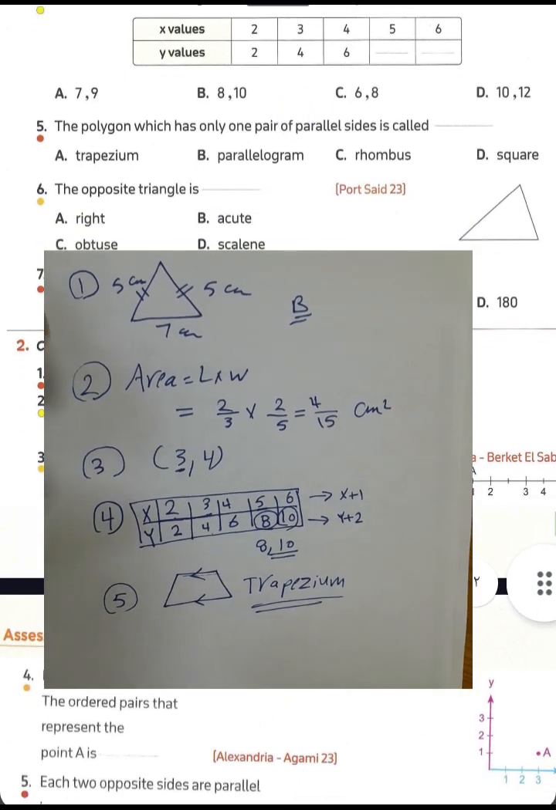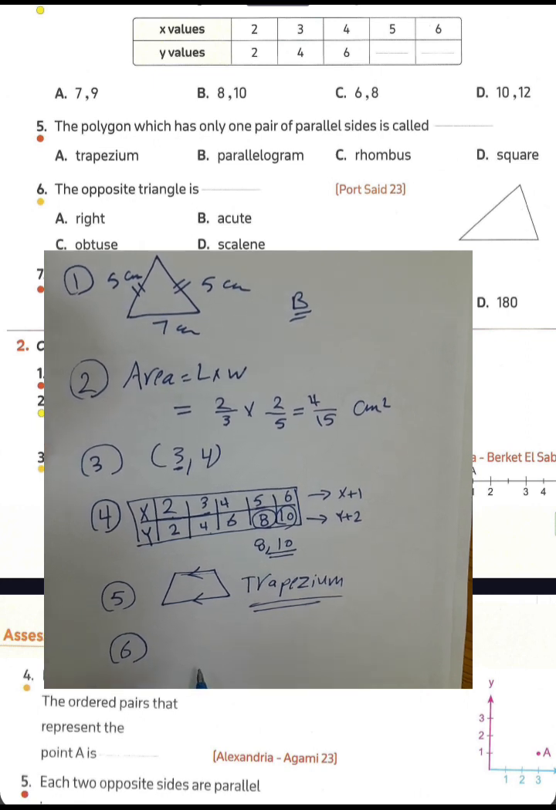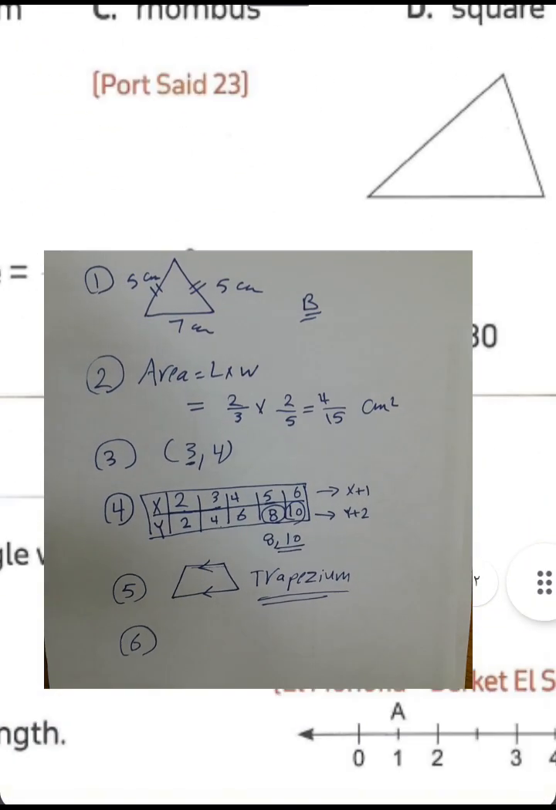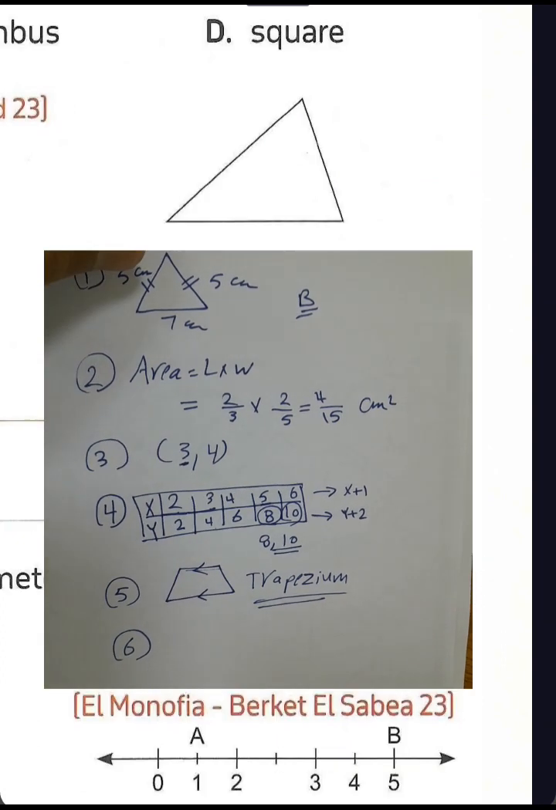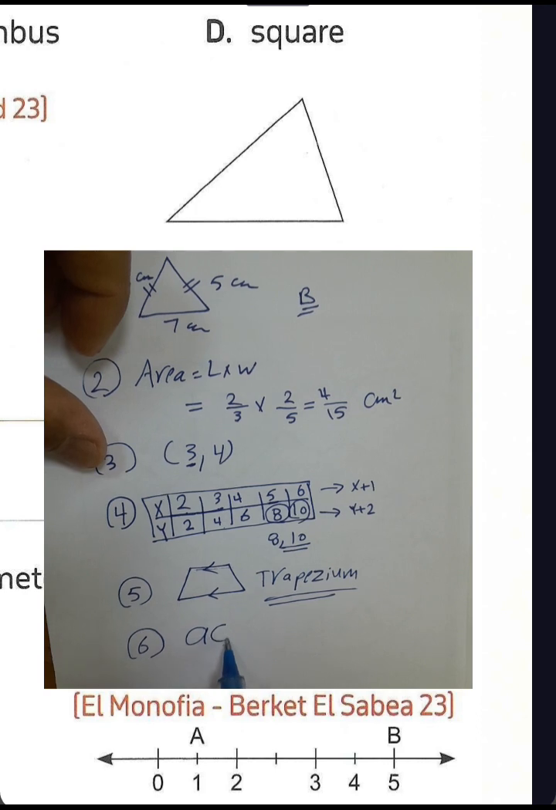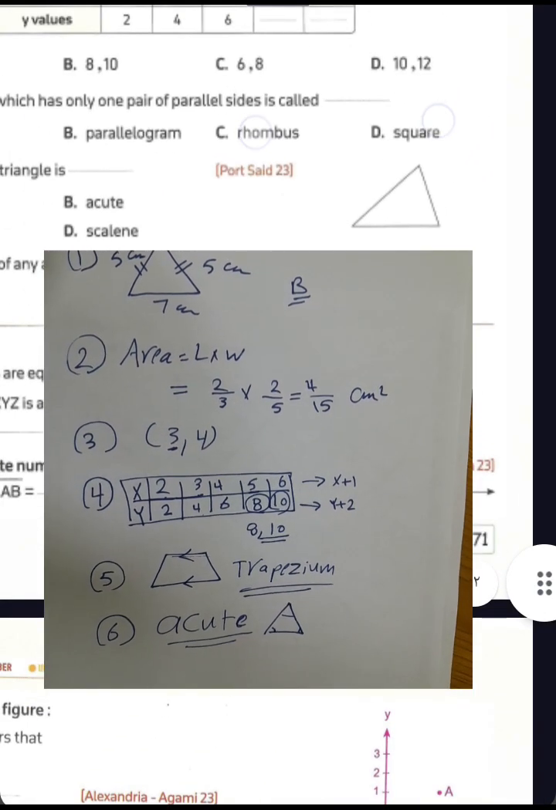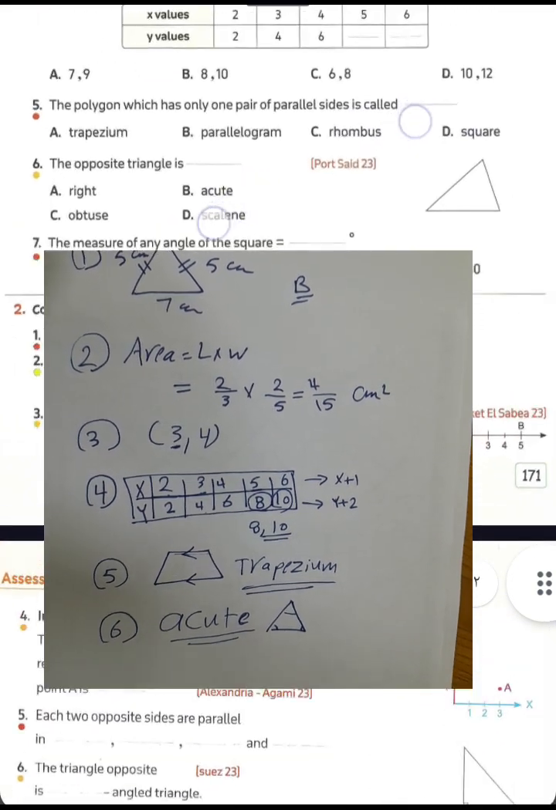Question 6. The triangle opposite is what? We have all sides here not equal in length. Acute, scalene, obtuse or right? The triangle opposite, we can call it an acute triangle, because the measure of each angle here is less than 90 degrees. Choose letter B for question 6.